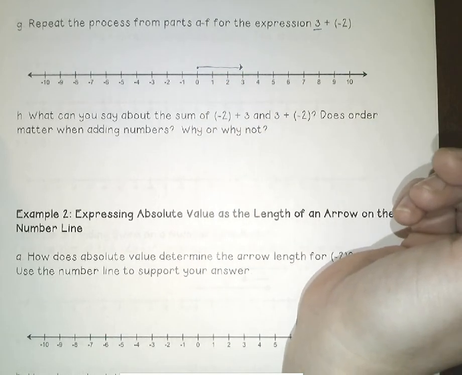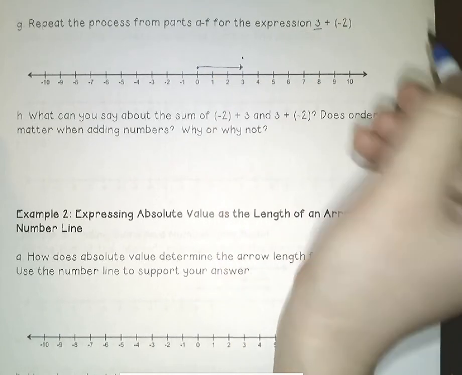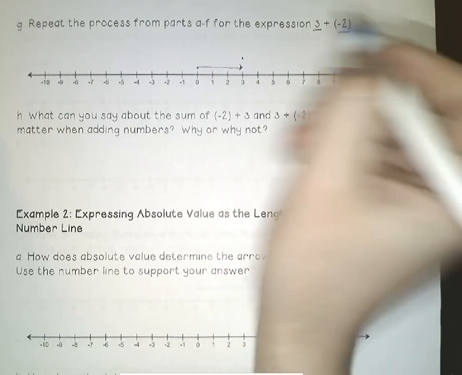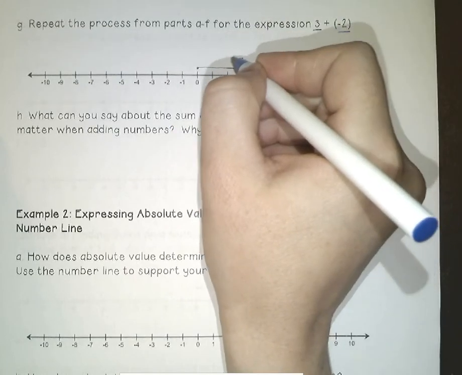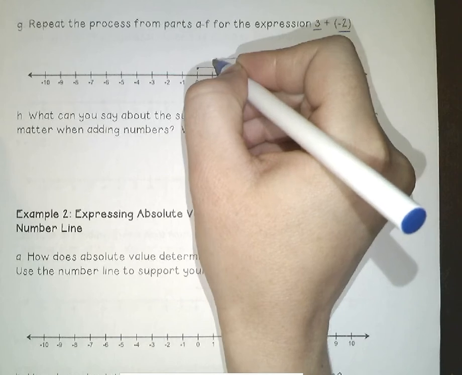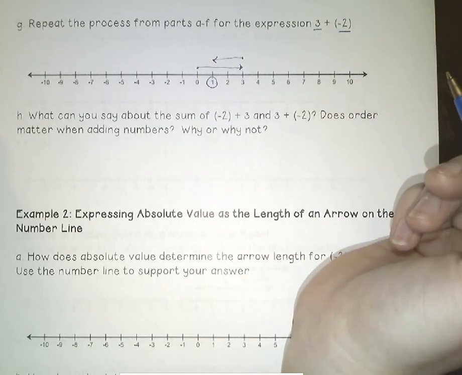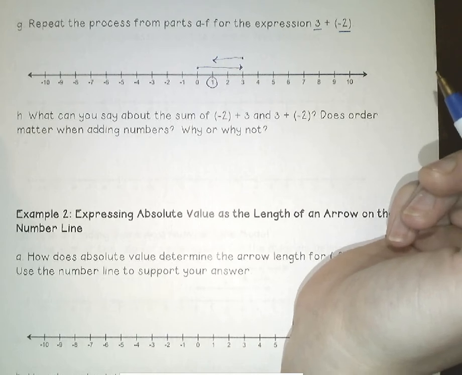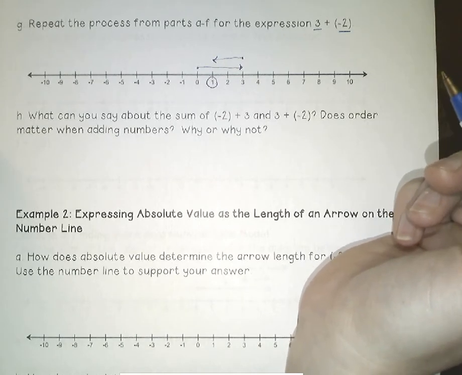My second arrow will start at 3, that's where I ended, and it will go 2 units to the left since I have negative 2 here, 2 units to the left, and I will stop at 1. What can you say about the sum of negative 2 plus 3 and 3 plus negative 2?